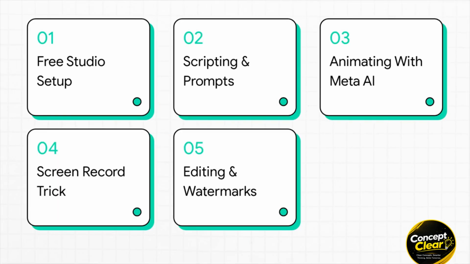So here's our step-by-step blueprint for today. We're looking at 1. The free animation studio. 2. Scripting and prompt generation. 3. Animating with Meta AI. 4. The screen record workaround. And finally, 5. Editing and removing watermarks.